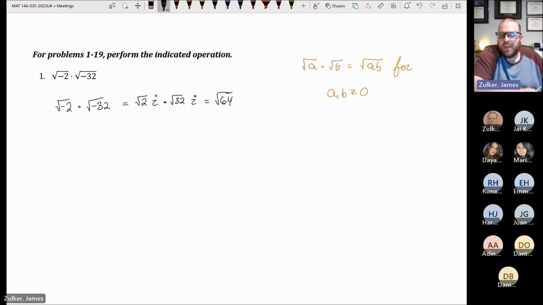And so take root 2 times root 32, that's root 64. Then it's i times i, which is i squared. When you're dealing with complex numbers, you can think of i like a variable x. How would you multiply something like 5x times 3x? It might be 15x squared. Same thing here. You just multiply the coefficients and then multiply the variables. So you get root 64 times i squared. Square root of 64 is 8. But what is i squared?